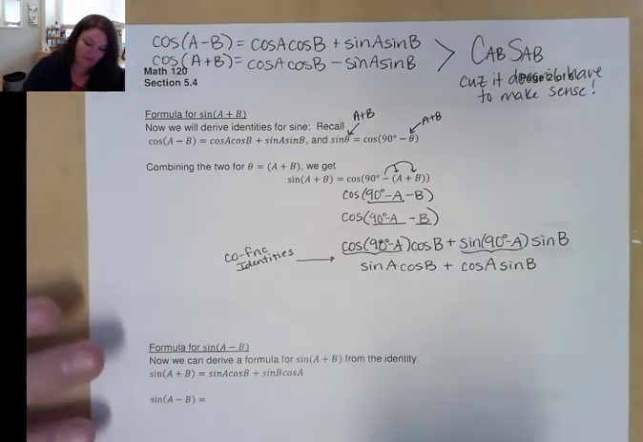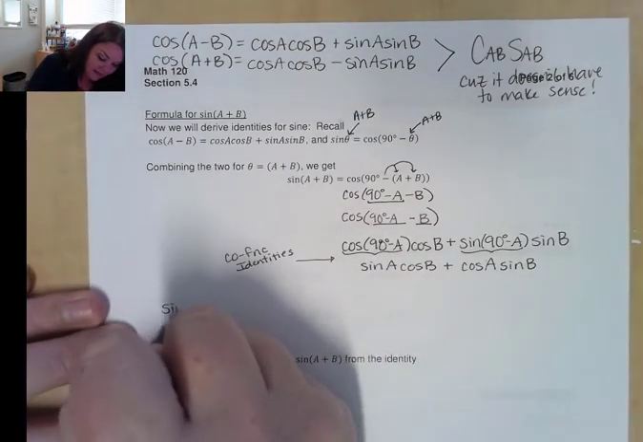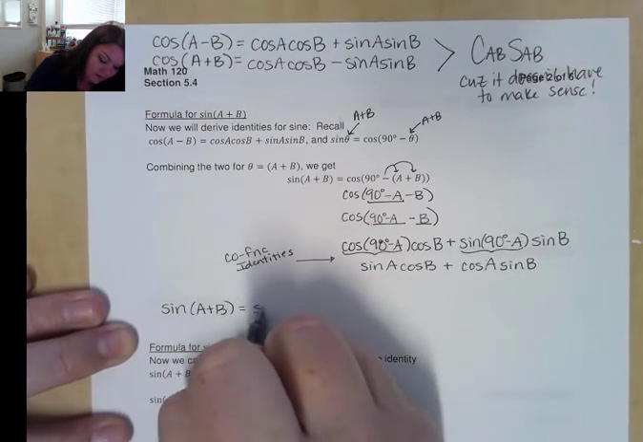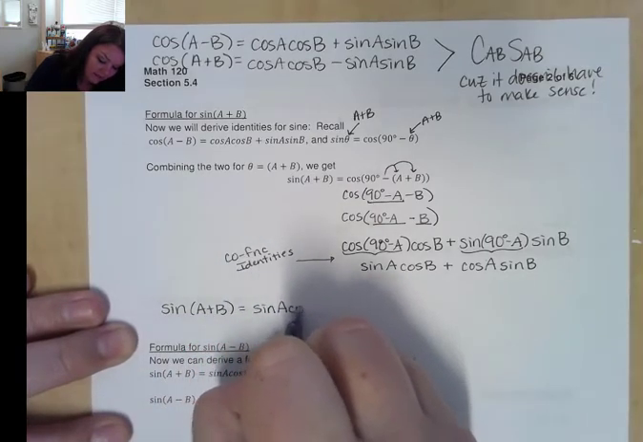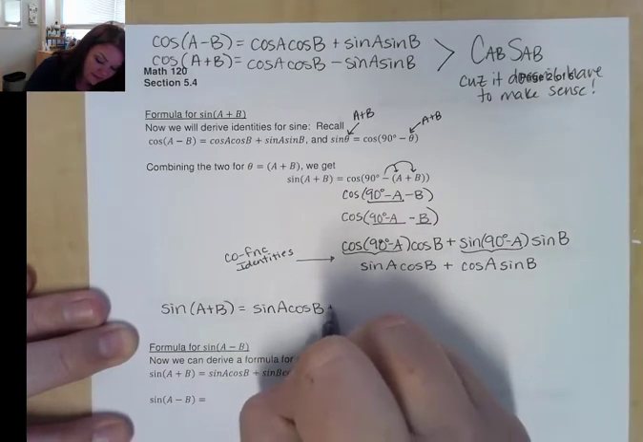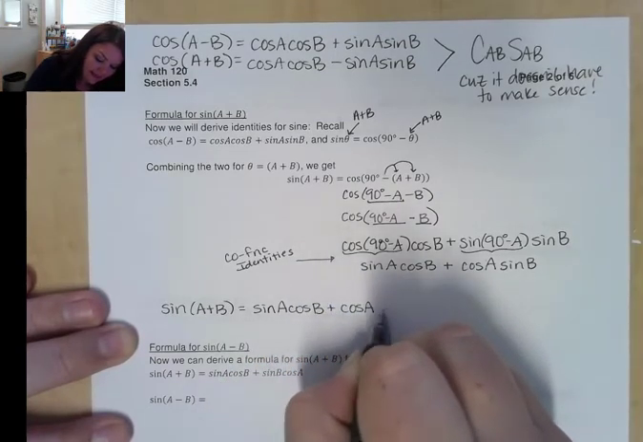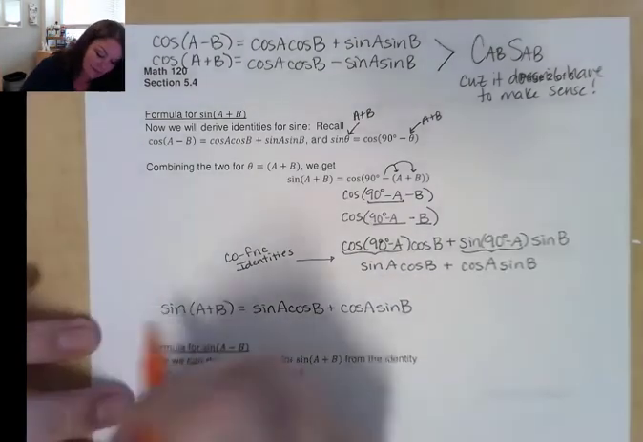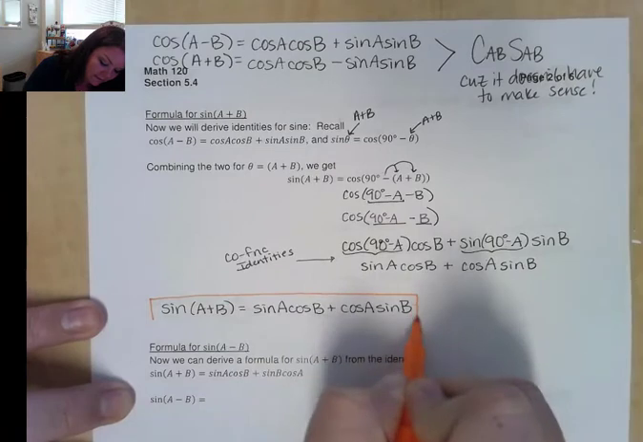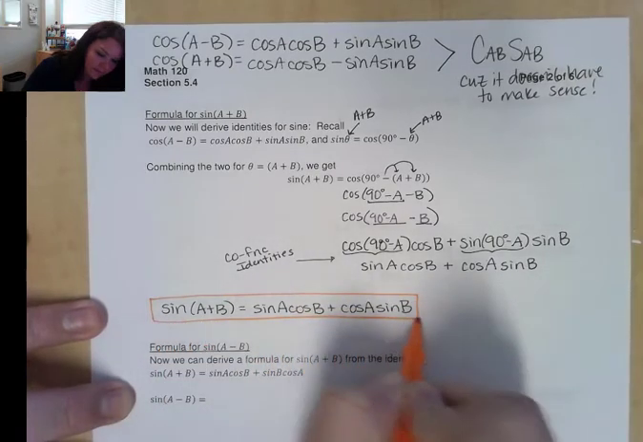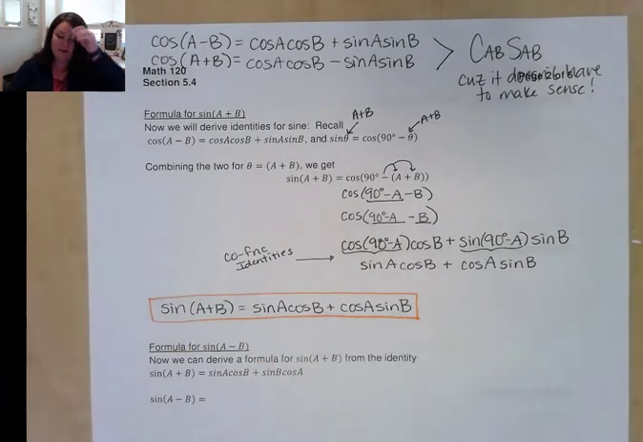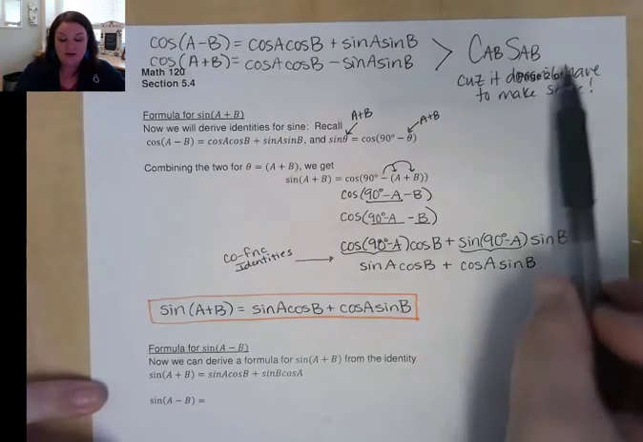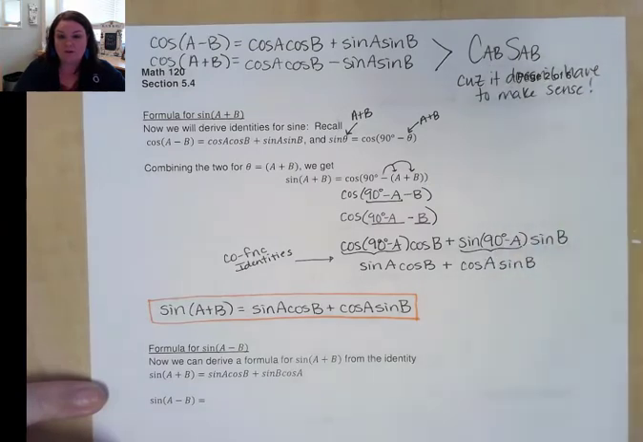So here's my new formula. I have the sine of any two angles, a plus b, is equal to sine a cosine b plus cosine a sine b. So now we have a new identity that we need to be familiar with. Okay, and I'll help you in just a second. When we come up with the other sine formula, I'll share with you a fun way we can remember it.